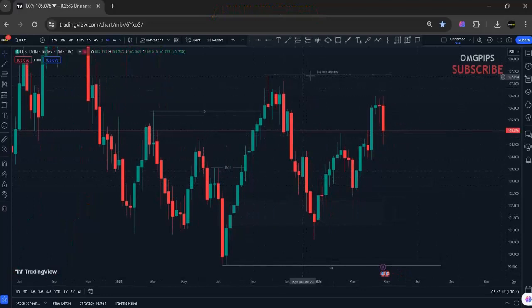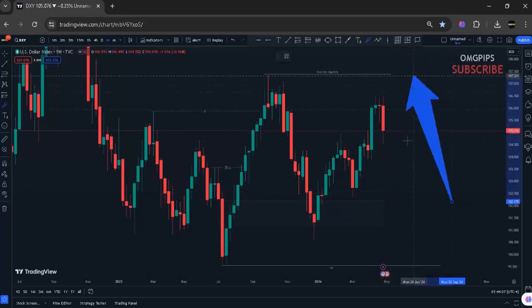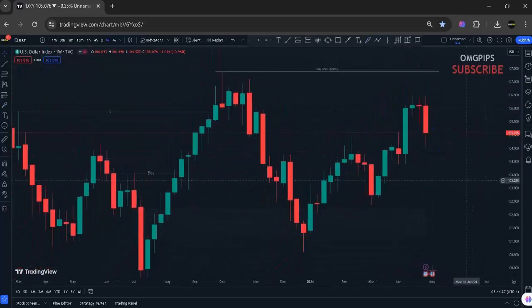Since we have determined that we are going for this external range liquidity, which is the buy side liquidity, we know on the DXY long term we're looking for buys. So since we know we are looking for buys, we start looking for confirmations of bullish momentum. The first confirmation we have is this break of structure right there.